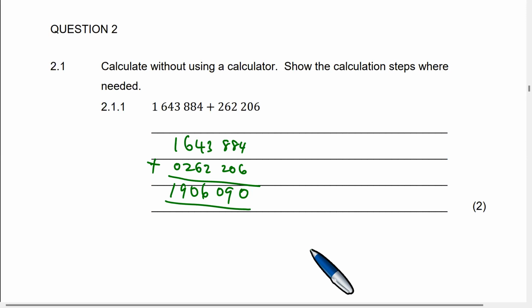Okay, so that's about the answer. Okay, that's the answer. So you come here and then say this one here is equal to exactly 1906, then it is 090. Next.